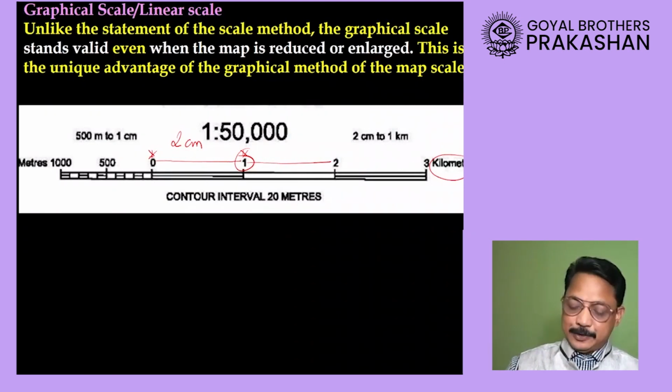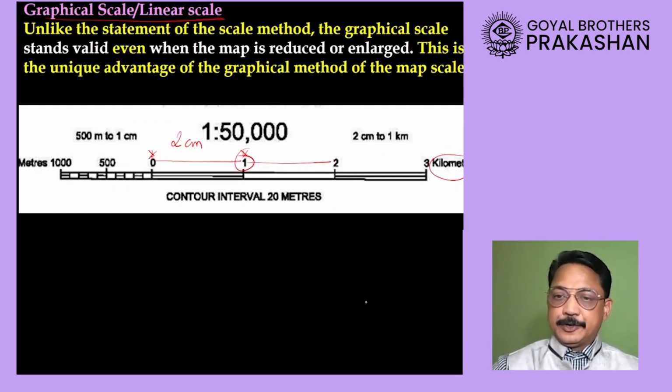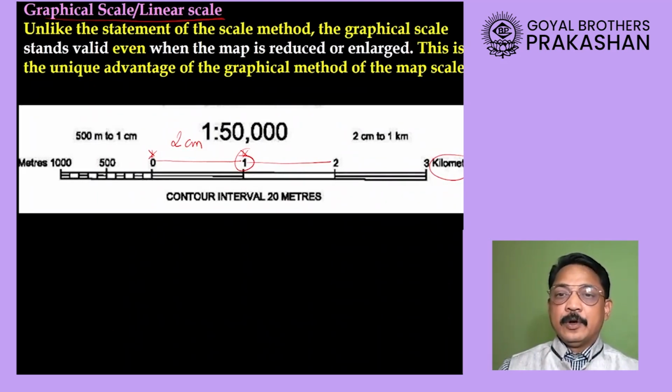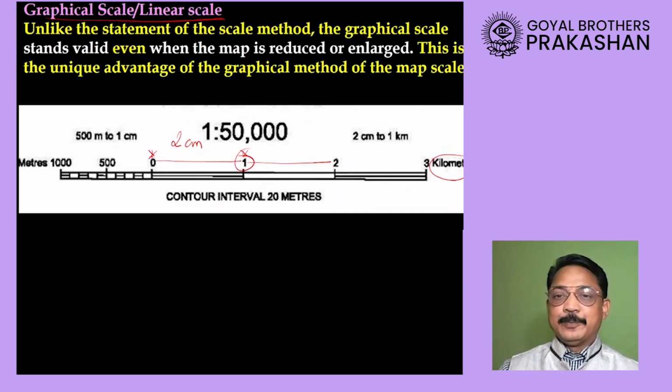This scale is called a graphical scale or linear scale. And please remember, what is the use of this scale, dear students? In case our map gets enlarged, this scale also gets enlarged in the same ratio. Or if the map gets reduced, then the scale will also get reduced in the same ratio. So therefore the distances cannot go wrong.